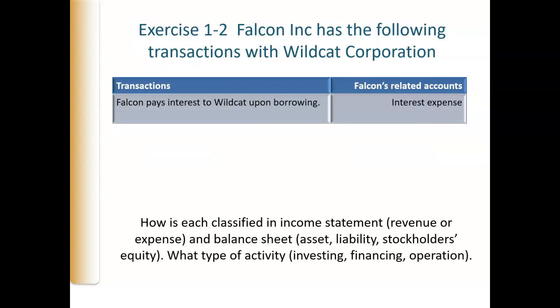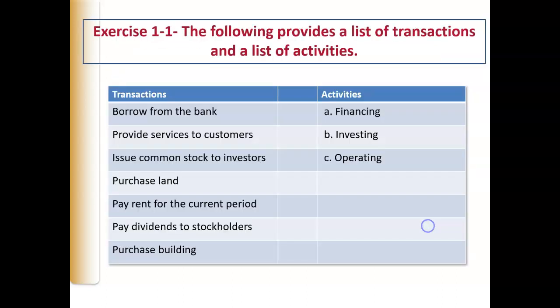Falcon pays interest to Wildcat upon borrowing. So guys, just like a liability has the word payable after it, same with expenses. Every single expense will have the word expense after it. So what do you know it is? It's an expense. And expenses and revenues are part of why the company's in business. They're operating. We always know revenues and expenses are going to be operating. So let's look here, and we've got different transactions, and let's decide what is it. What type of activity is this? When we borrow money from a bank, what are we doing?